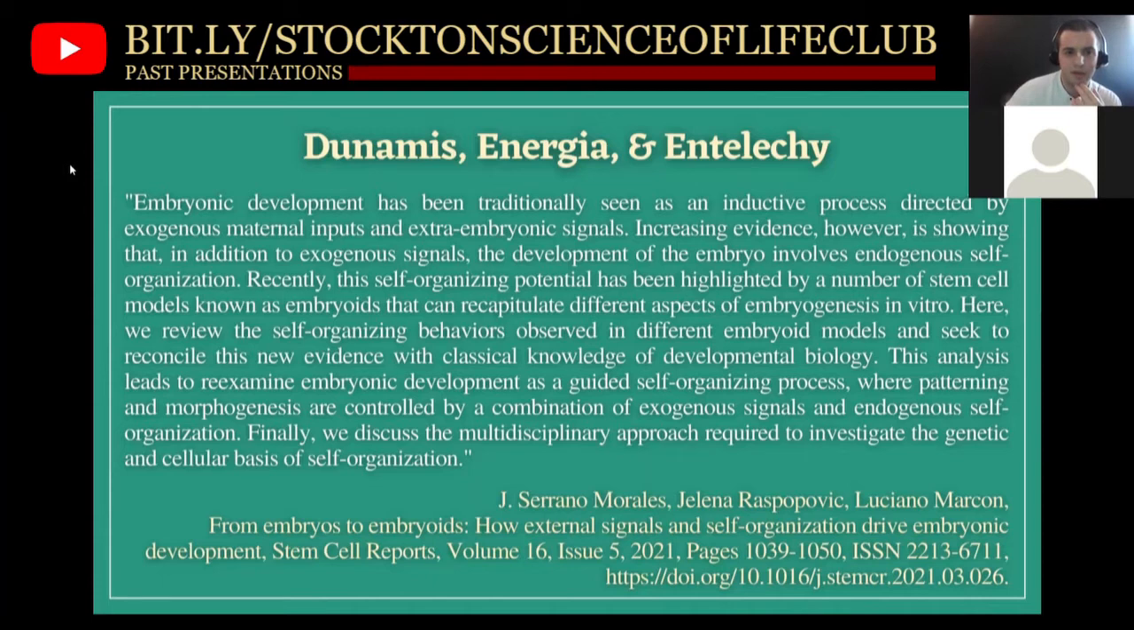Here we review the self-organizing behaviors observed in different embryoid models and seek to reconcile this new evidence with classical knowledge of developmental biology. This analysis leads to re-examine embryonic development as a guided self-organizing process, where patterning and morphogenesis are controlled by a combination of exogenous signals and endogenous self-organization. Finally, we discuss the multidisciplinary approach required to investigate the genetic and cellular basis of self-organization.